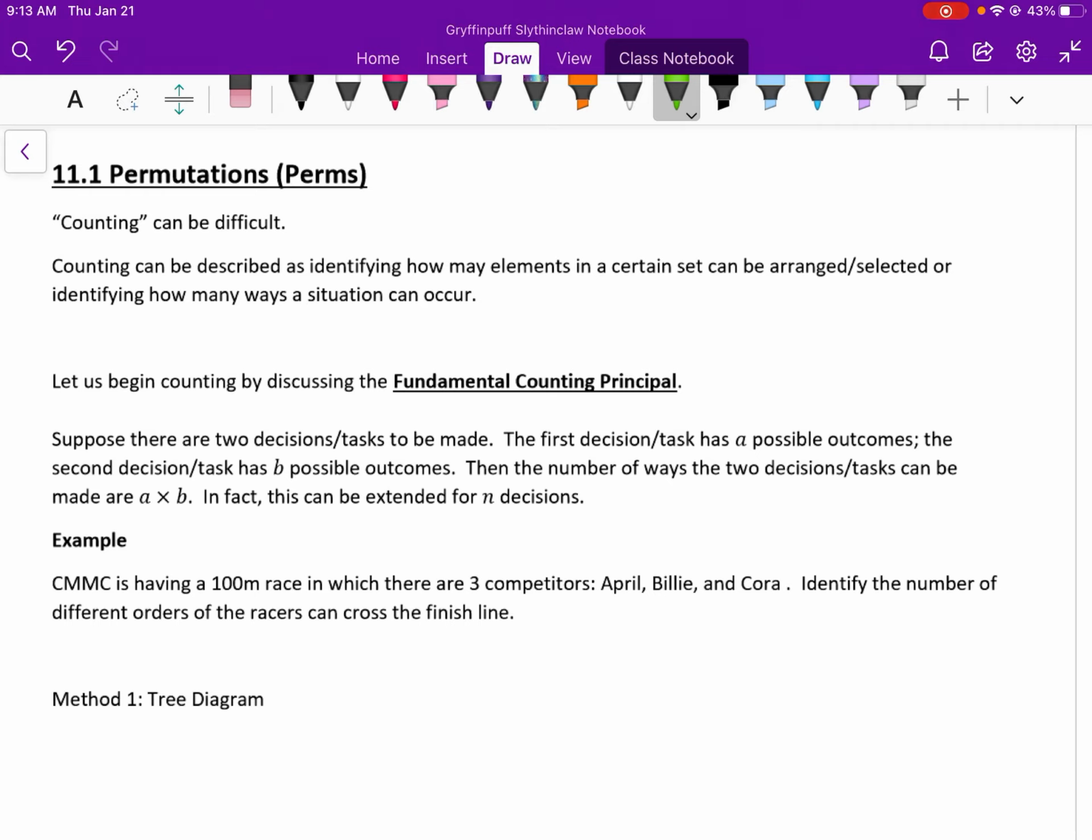Really, we're just going to be making arrangements out of different elements of a set, or different things, as we'll see. So let us begin by discussing the fundamental counting principle.